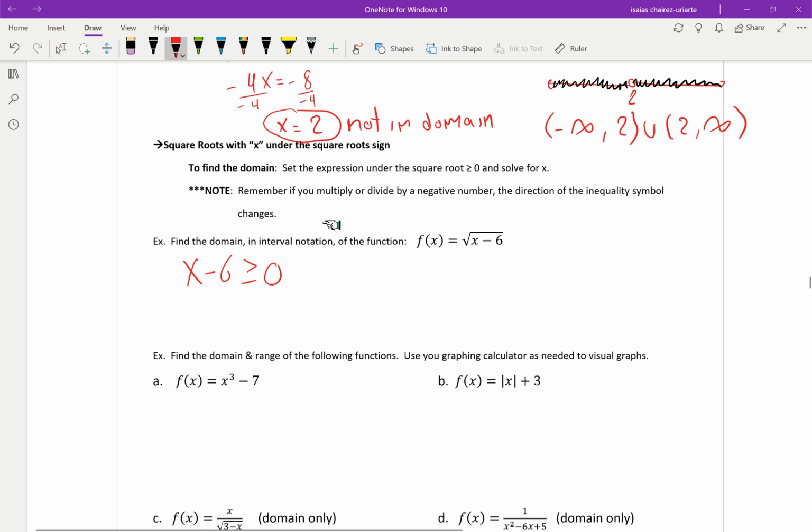So to solve for x, I need to add 6. Well, that's okay. That doesn't do anything. It doesn't flip my inequality. It's only when I multiply or divide by -1. So x is bigger than or equal to 6. And that is my domain.